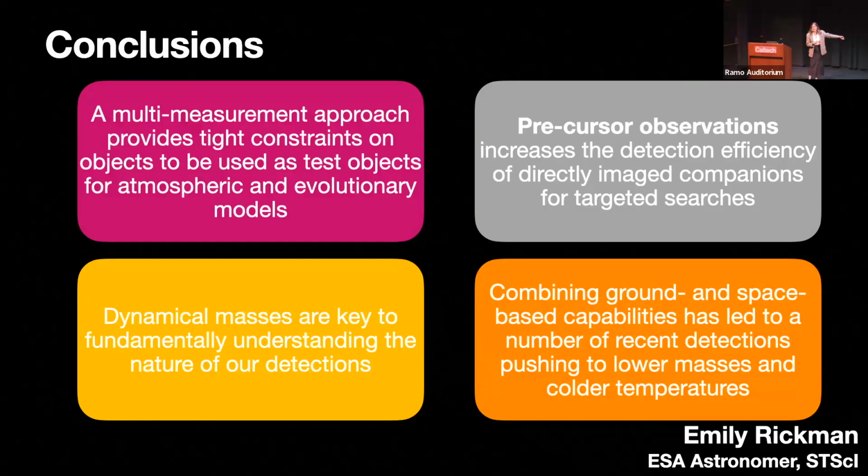Dynamical masses, true masses, not the minimum mass, not the model-inferred mass. The dynamical masses are key to fundamentally understanding the nature of the detections that we're talking about, and also things like the unresolved binaries that I mentioned. And I've talked a little bit about combining ground and space-based capabilities and a number of recent detections that I've highlighted here, and this is, as I said at the start, by no means a complete exhaustive list, but we are pushing to lower masses and colder temperatures thanks to this combination of techniques. So thank you very much.